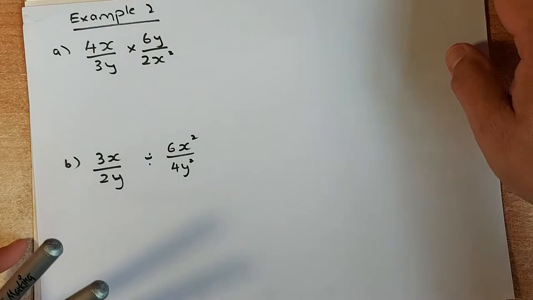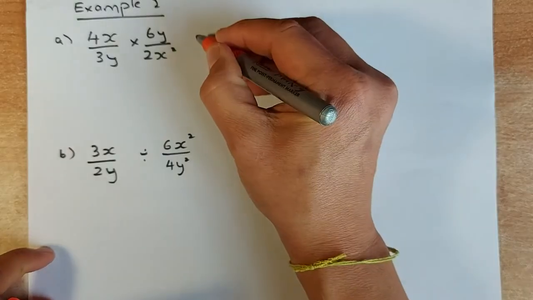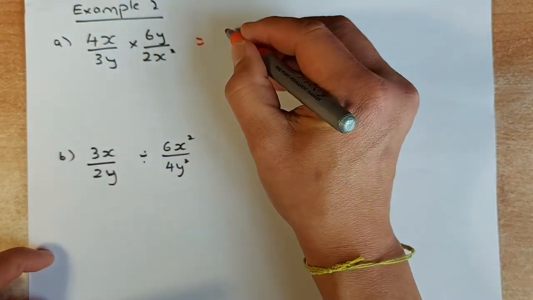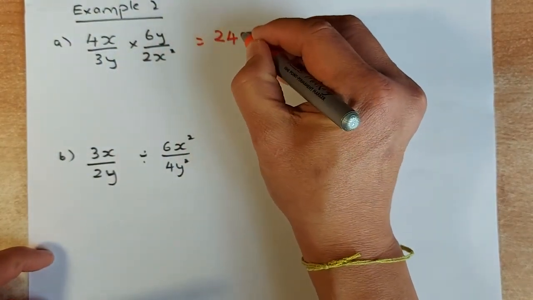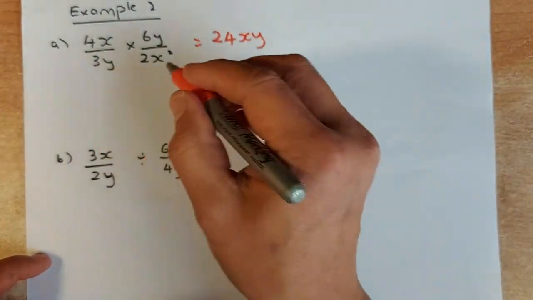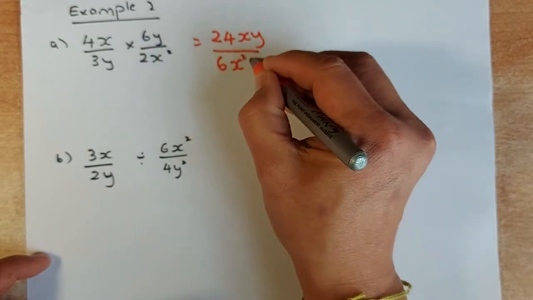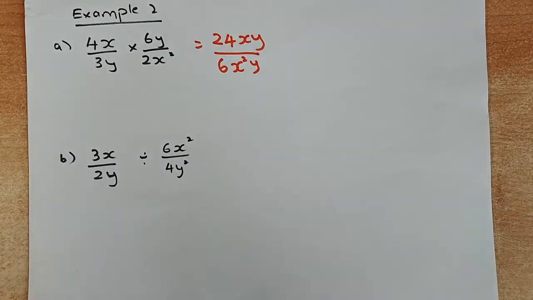Now we are going to look at how to divide and multiply an algebraic fraction. So we shall look at multiplication first. If you remember your multiplication, you are going to multiply the numerator with the numerator and the denominator with the denominator. In this case, 4x multiplied by 6y is going to be 24xy. And the denominator, 3y times 2x squared, is going to be 6x squared y. Is that the answer? No, you have to simplify them.